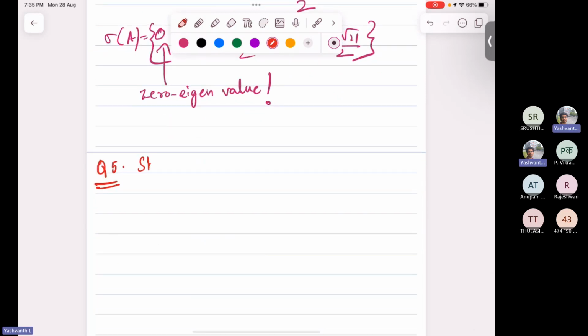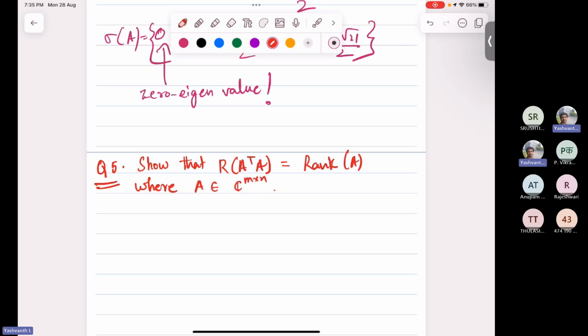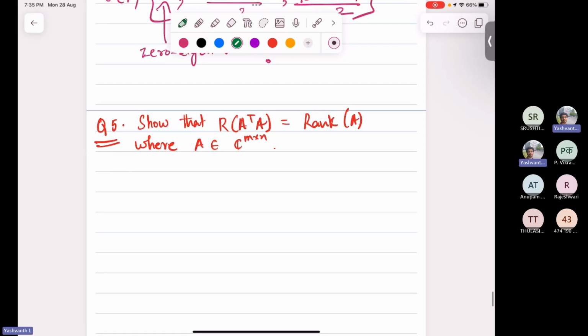Show that rank of A transpose A equal to rank of A, where A is a M by N matrix. Solution.